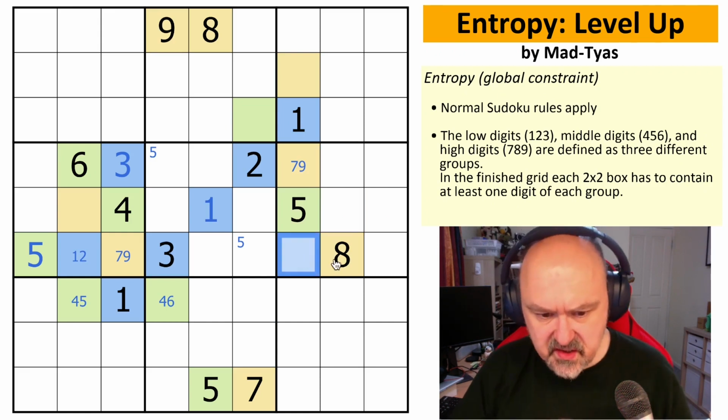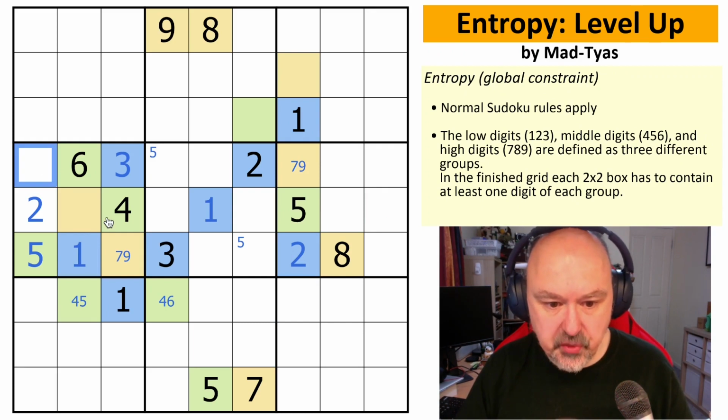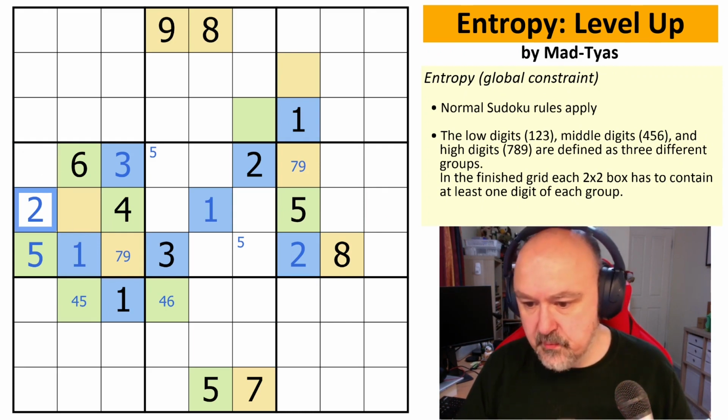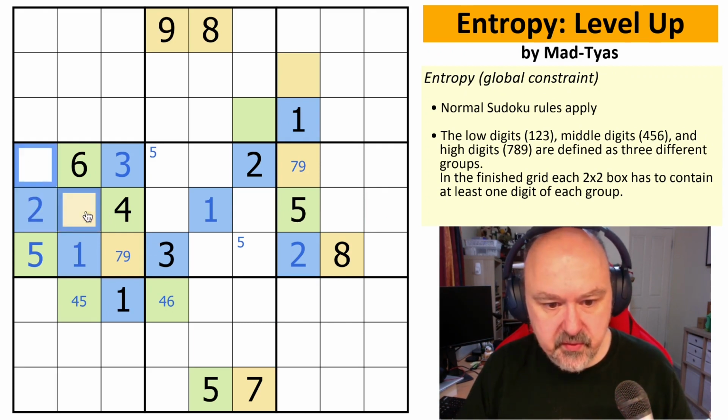So this is 1 or 2. Actually, that's a 2, which means this is a 1, which means I have to put a 2. Basic Sudoku. Always an important thing to remember when you are doing a Sudoku puzzle.